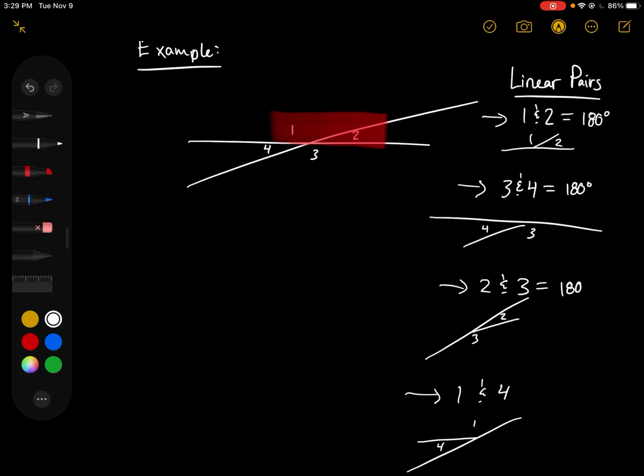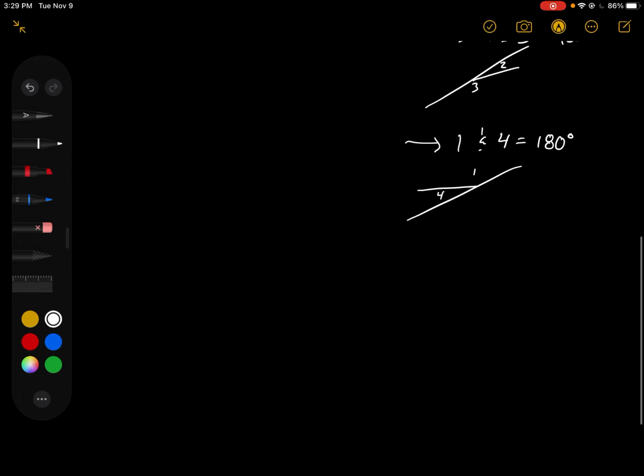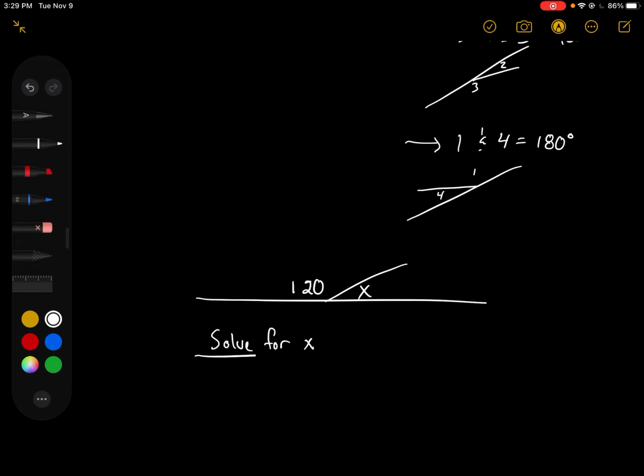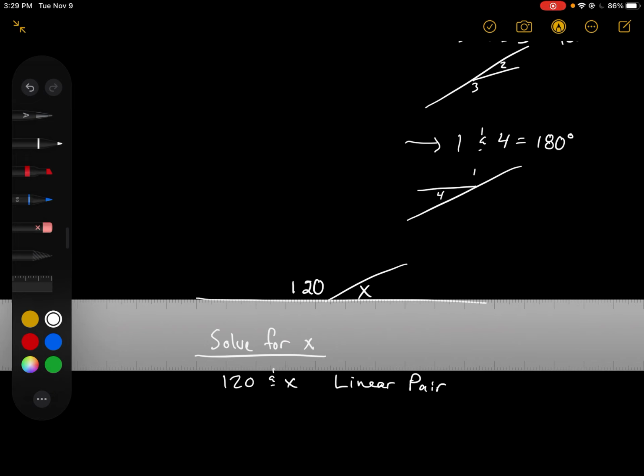So if you ever see two angles you can put together that make an exactly straight line, they add up to 180 degrees. So some questions that you might see are, 1, identifying them like we did, but 2, they might give you something like 120 and x, and they might say solve for x. So we can identify that 120 and x are a linear pair because, again, they put together make a straight line.